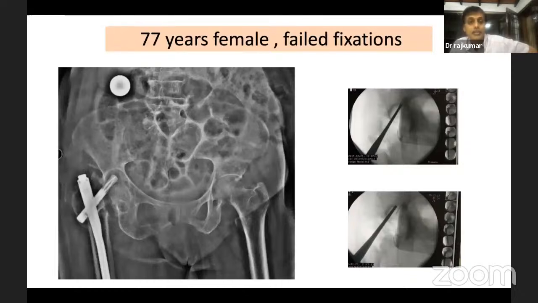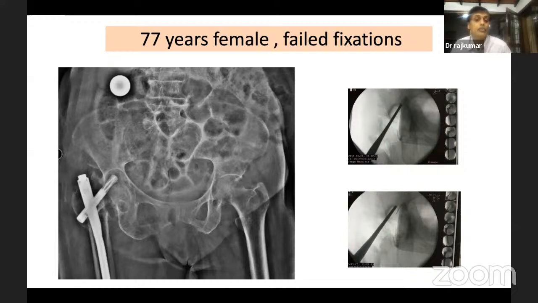So the key point in that case is that broken screws have to be removed, but they have to be removed carefully, gently, without making very huge holes, because that will cause fracture. Again, this is common. A 77-year-old, short PFN used, and because of the osteoporosis, it fails and also cuts through the neck and the head. And the key thing here is it will be neglected.